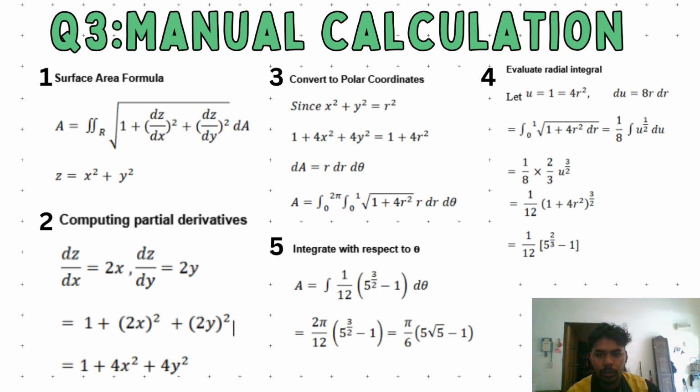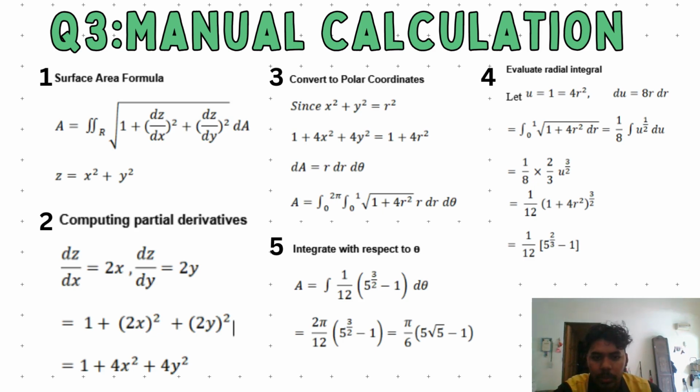So the third step, we will have to determine the region of integration. The surface is below the plane z equals 1, so x squared plus y squared is less than 1. And then we have to convert to polar coordinates. Since x squared plus y squared is equal to r squared, 1 plus 4x squared plus 4y squared is equal to 1 plus 4r squared, and dA is equal to r dr d theta.